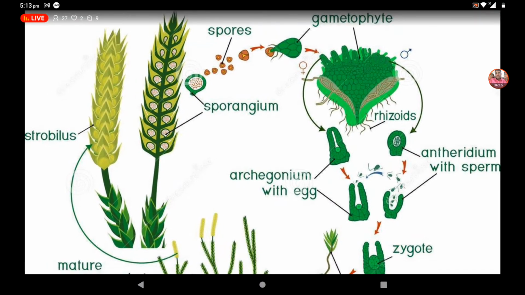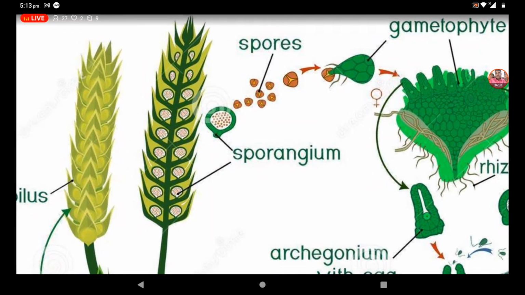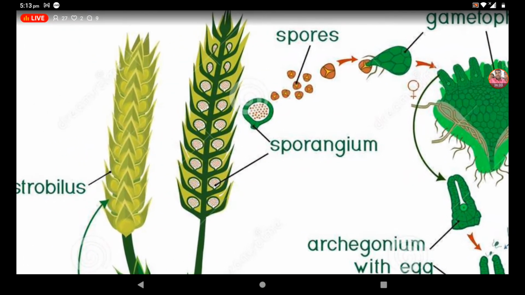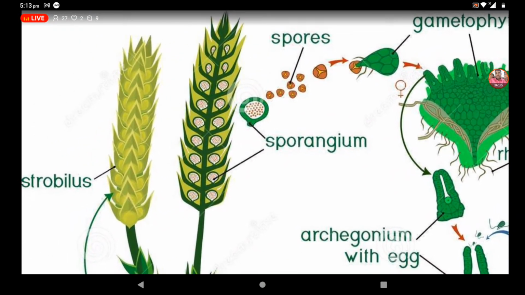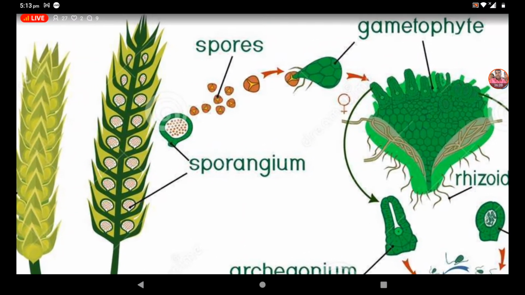Cone formation is first seen in Selaginella, and we also see it in Lycopodium. In Equisetum also we identified cone formation. Strobilus formation can be seen in Lycopodium, Selaginella and even Equisetum. Coming to the sporophyll: in the strobilus, each leaf is called a sporophyll. In the sporophyll only, sporangia are present.